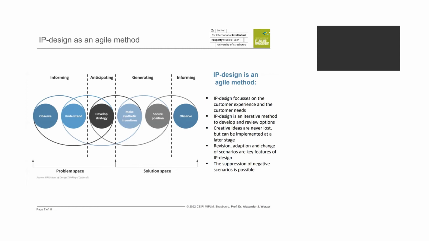Anticipating means developing IP strategies for possible future scenarios. And this is followed, as you can see here, by synthetic inventing for the purpose of protecting and securing the positions. And all these processes are followed by getting the information again. So as you see from the picture, IP design is a continuous process which supports business models throughout their market life. And Rita will explain why IP design is an agile method.